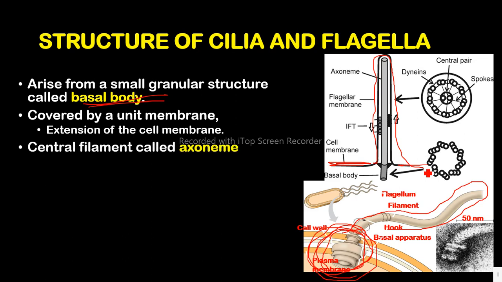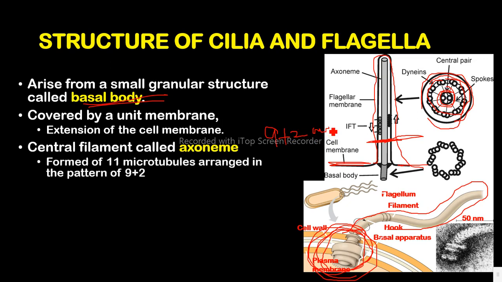The central filament is called an axon. And when you try to study the structure of the axon, that's what you see. This is the membrane, and then these are the microfilaments, there are 9 of them, and these are the microtubules, 2 of them. So in some books, even here, you find a 9 plus 2 arrangement, and I'll be able to show you what that 9 plus 2 arrangement is.